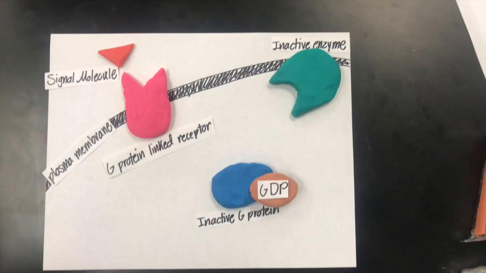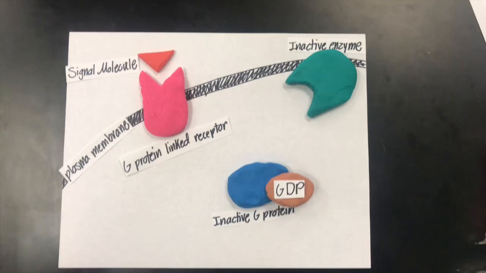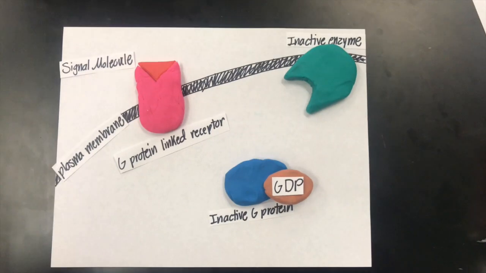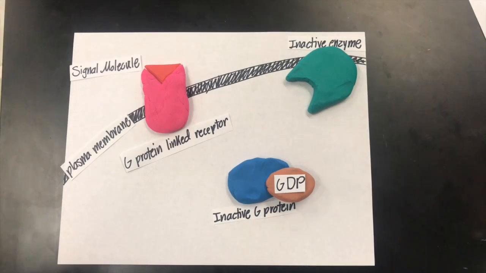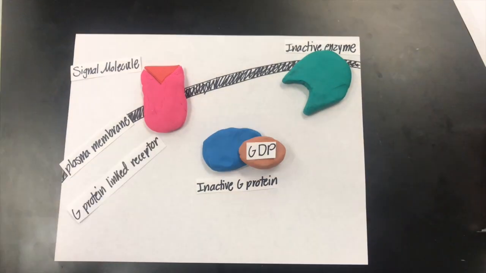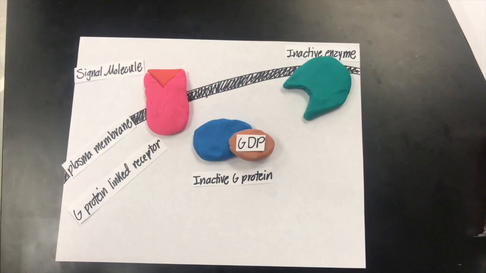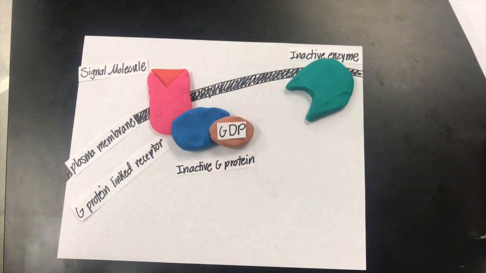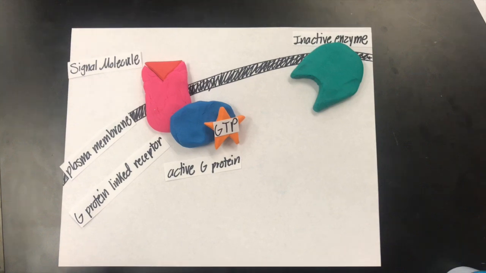First, a signal molecule binds to a G protein-linked receptor. Then, an inactive G protein with a GDP molecule attached makes its way to the G protein-linked receptor. Once it is bound with the receptor, the GDP becomes GTP and the G protein is activated.